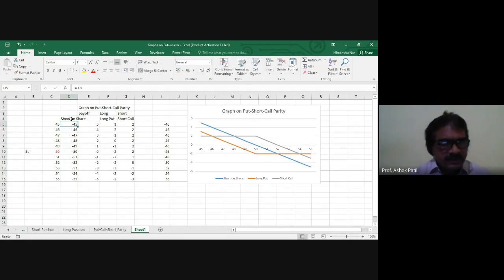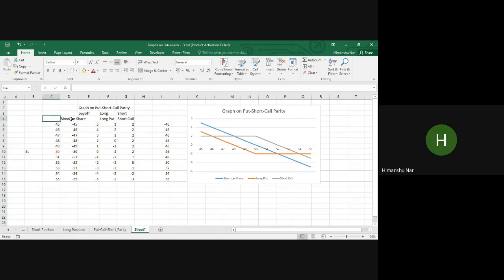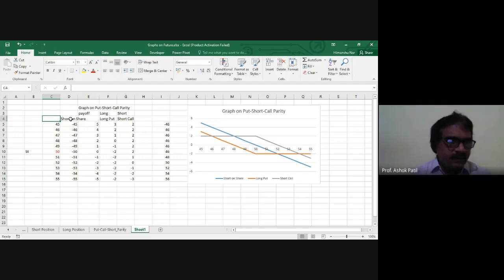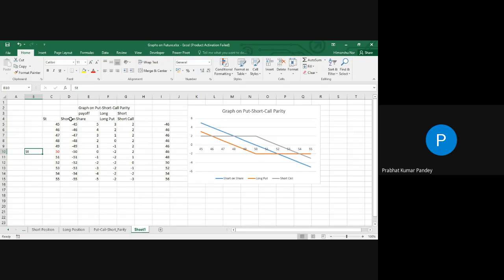And what is this first column? C column. What is C? That is the exercise price. No. Okay. What is this 45, 46, 47, 48? These are now possible STs. ST is the share price or underlying price at the maturity. So write ST. Okay, I hope everybody is watching this. Yes, sir. So this is ST.